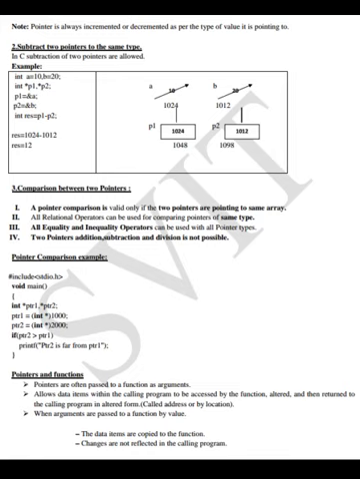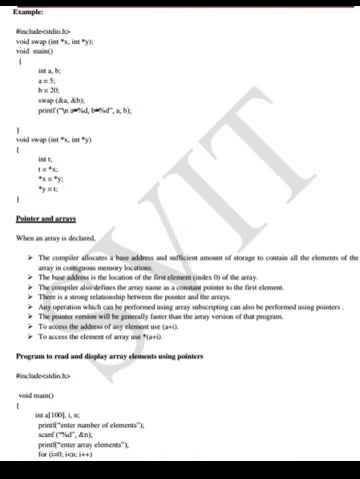Pointers and functions. Pointers are often passed to a function as arguments, which allows data items within the calling program to be accessed by the function, altered, and then returned to the calling program in altered form. This is called call by address, or by location. When arguments are passed to a function by value, the data items are copied to the function. Changes are not reflected in the calling program. See the example.